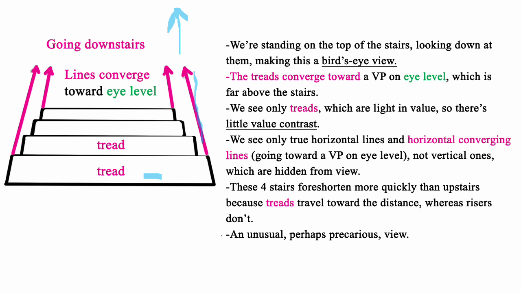The treads, as I said, converge toward eye level, so we only see these diagonals and the horizontal lines. But there are vertical lines here that go down and connect to the diagonals. This one goes down and connects to the diagonals. These four stairs foreshorten much more quickly than the upstairs flight I just showed you, because we only see the treads that recede in the distance. We don't see the risers.